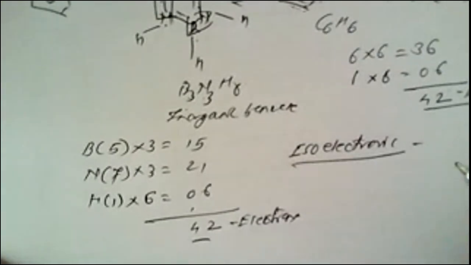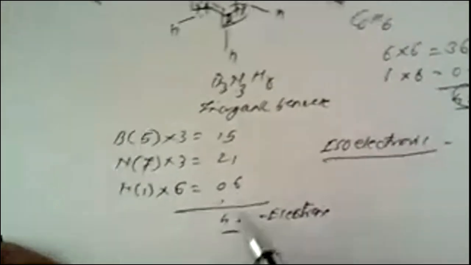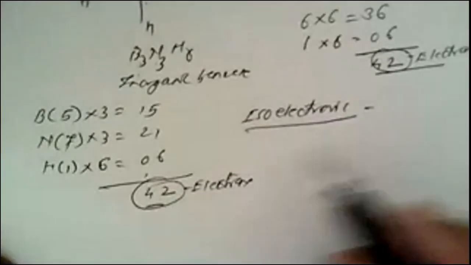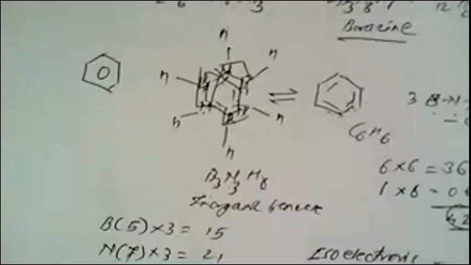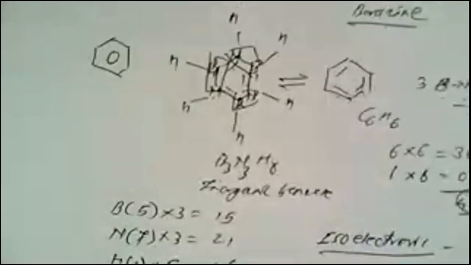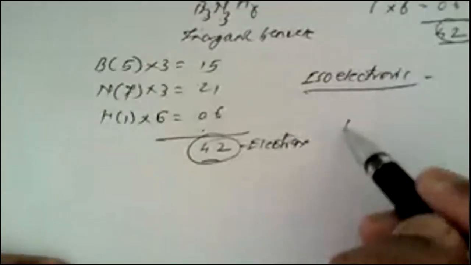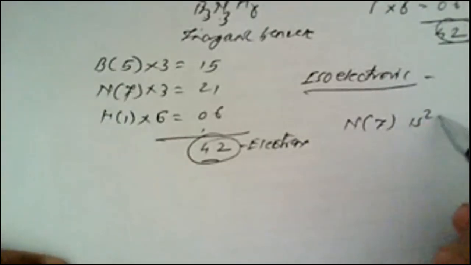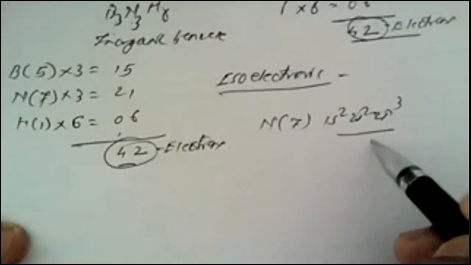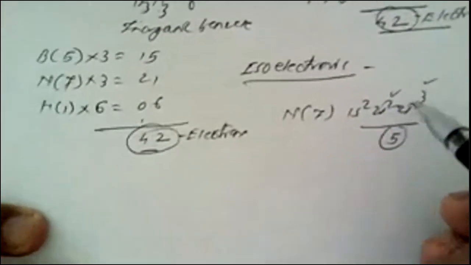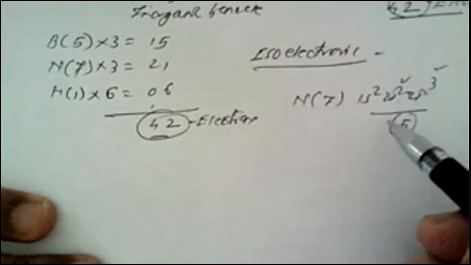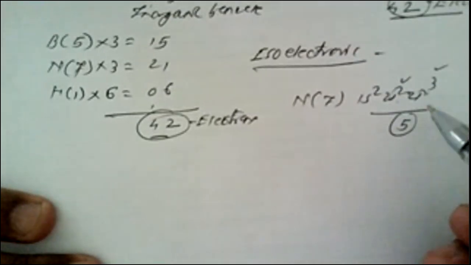So borazine is isoelectronic with benzene, because the total number of electrons in both the cases is the same, which I have calculated here. Again, if we look at the nitrogen atom in borazine, for example, nitrogen atomic number 7, 1s2, 2s2, and 2p3. The valence shell of nitrogen contains 5 electrons, 3 plus 2, because it belongs to group fifth A of the periodic table. So total valence electrons are 5.